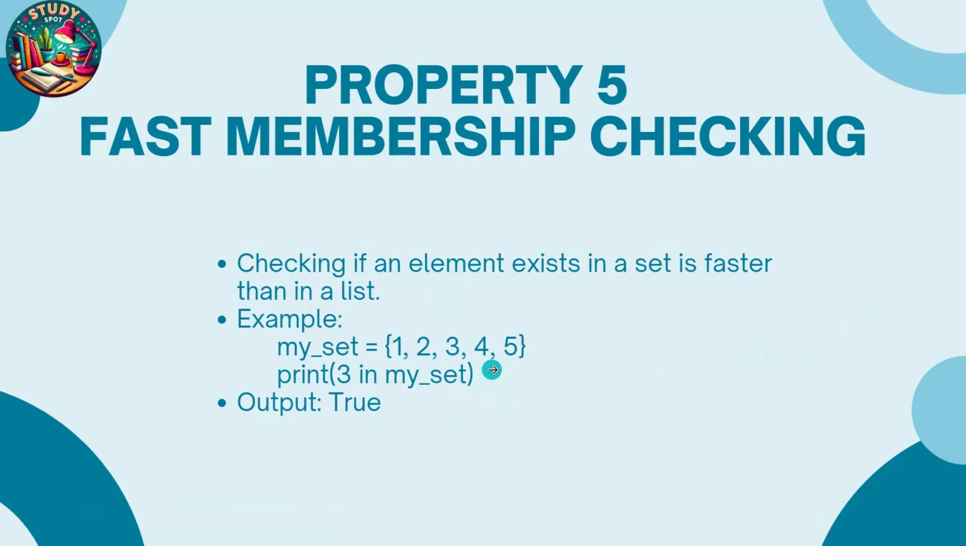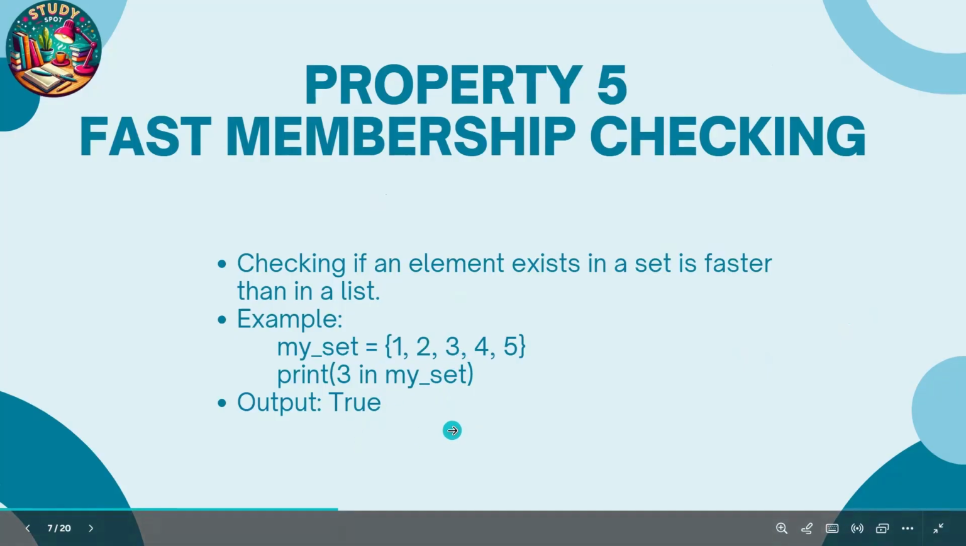For example, if I give 6 instead of 3, it gives False. Why? Because we don't have a 6 in this set, so it prints False. If we give 3, we have 3 in the set, so it gives True as output.